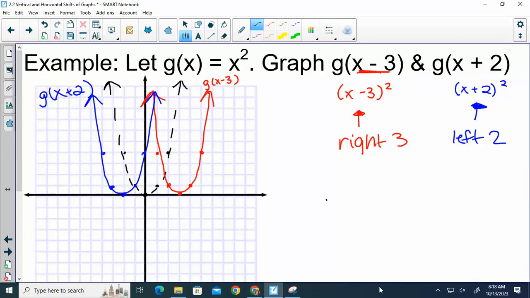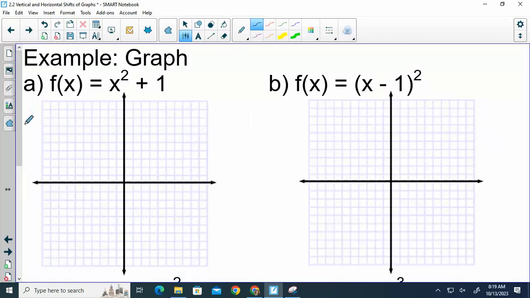Is that okay? Let's try. I'm going to put a few up here. We're going to have to figure out what the transformation is on each.